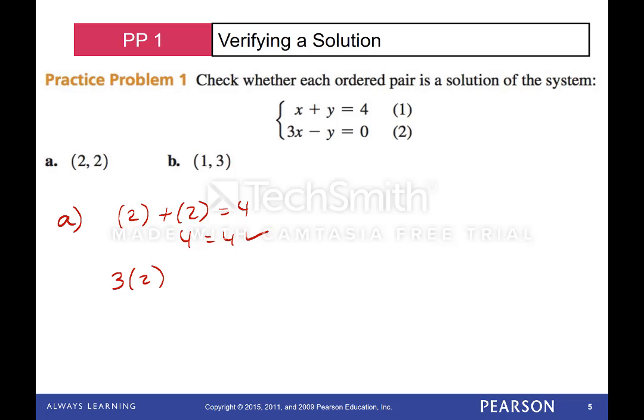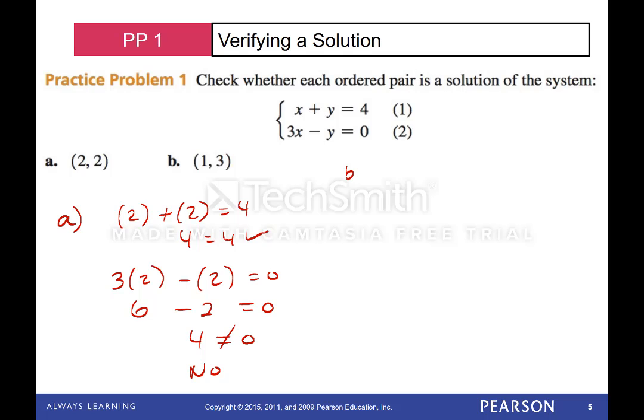So put in the 2 for the x value for the bottom equation, 2 for the y value, and that's going to be 3 times 2 is 6, 6 minus 2 is 4, and that does not work. So okay, therefore this one is not a solution to the system. It's a no.